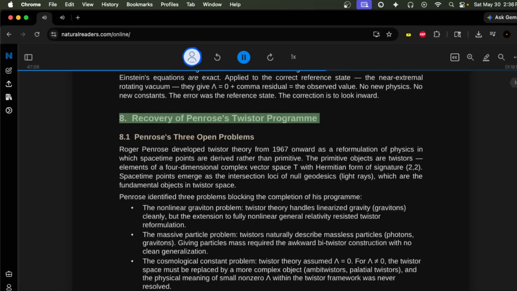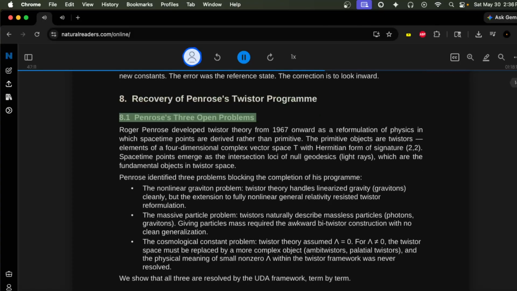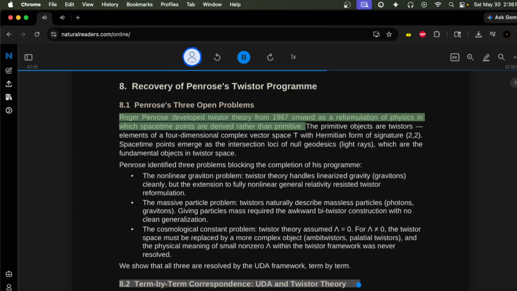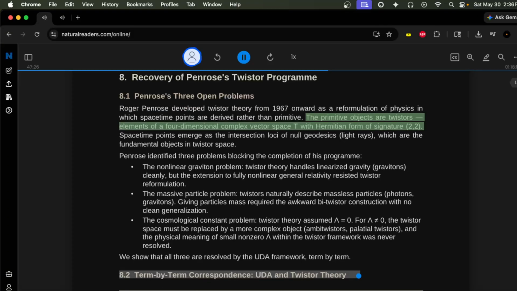8. Recovery of Penrose's twistor program. 8.1 Penrose's 3 open problems. Roger Penrose developed twistor theory from 1967 onward as a reformulation of physics in which spacetime points are derived rather than primitive. The primitive objects are twistors, elements of a four-dimensional complex vector space T with Hermitian form of signature.